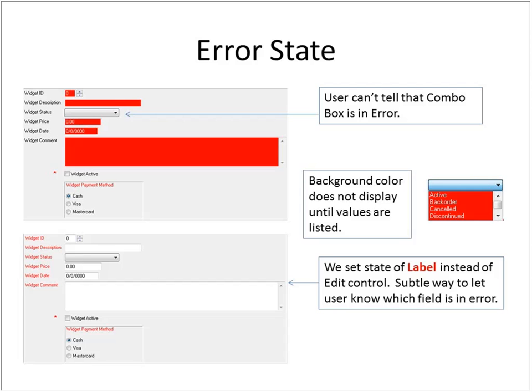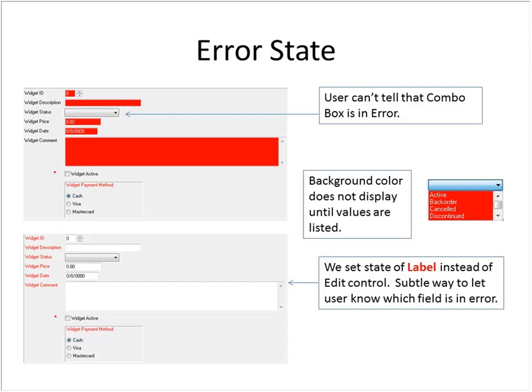Now, what's interesting is that if you were to drop down that field, then if you look over on the right in the middle there, you'll see that the actual list of values has a background color like the rest of them, but you don't see that until you drop down the list of values. So any fields on your user interface that are a drop-down combo box, if they're in state error, appear that they're in state default. They do not appear to be in error.